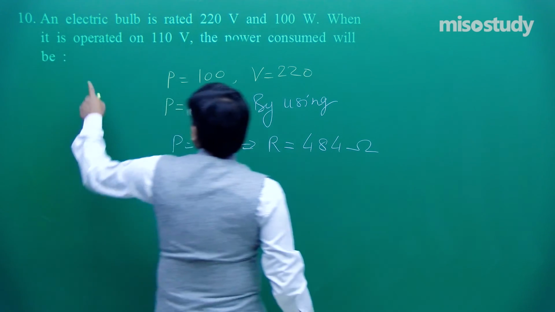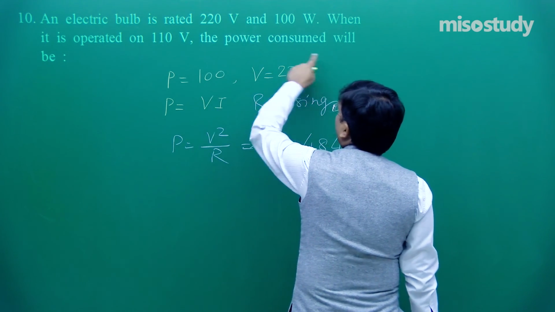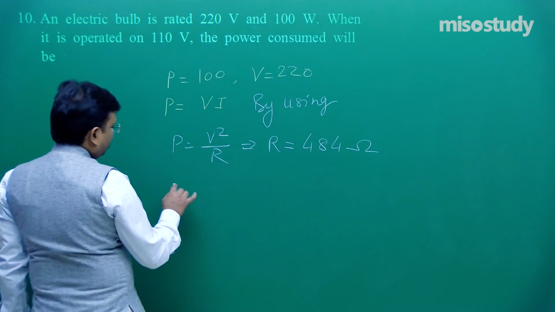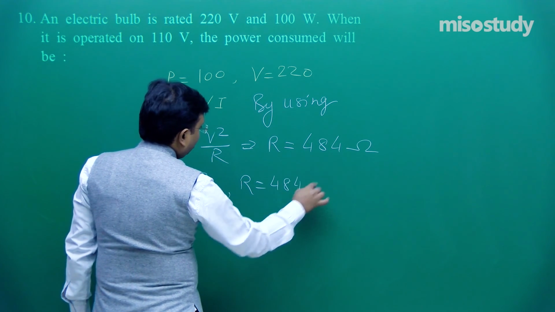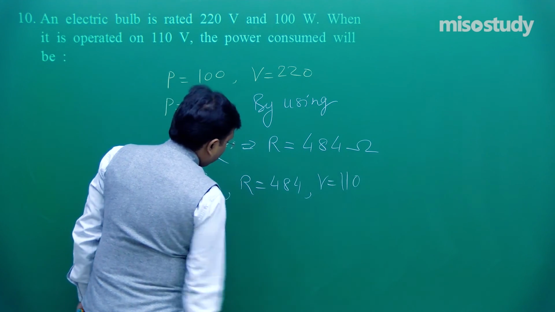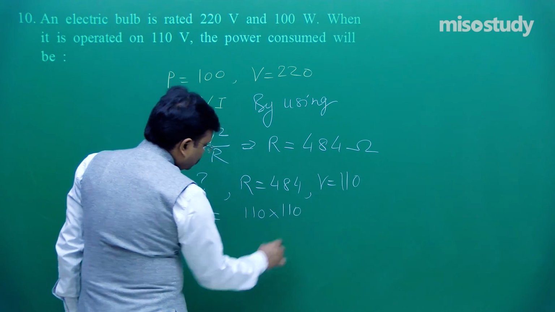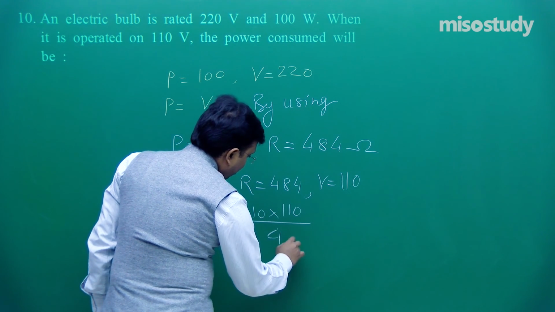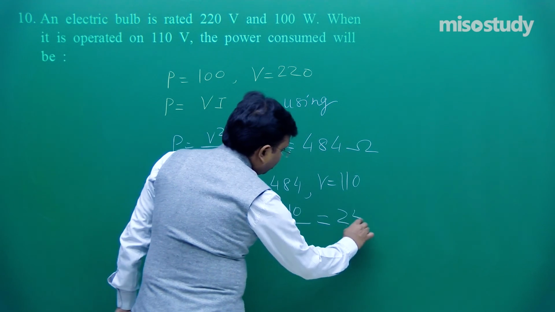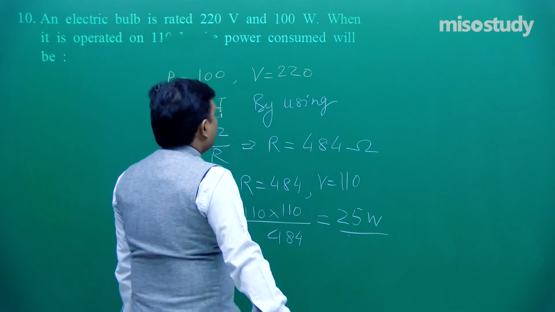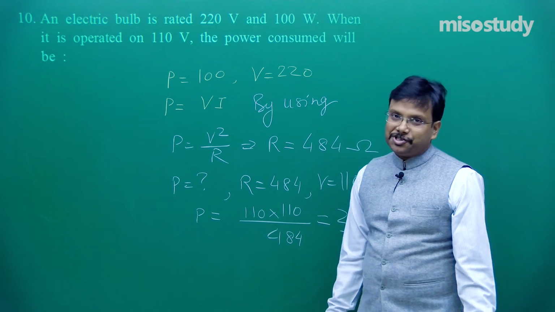Now, next time when it is operated on 110 volt rather than 220 volt, then the power consumed will be how much? Fine. So, power is, I do not know, R is 484 and V is 110. Now, put the values. So, you will get 110 into 110 upon 484. You will solve and you will get it as 25 watt. Fine. So, this question was slightly long in terms of calculations.